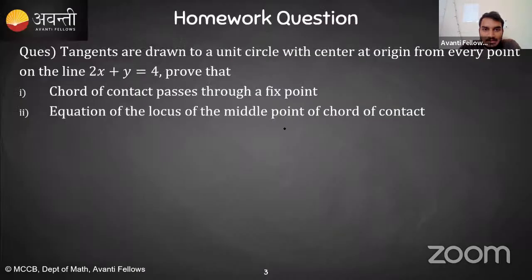So students, in the last class, I gave you this question as homework. How many of you solved this question? The question is: tangents are drawn to a unit circle with center origin. There is a circle whose radius is unity. Unity means radius is 1, and the center is the origin.